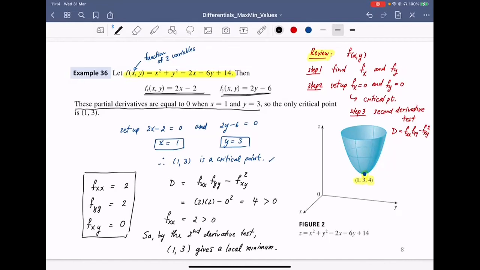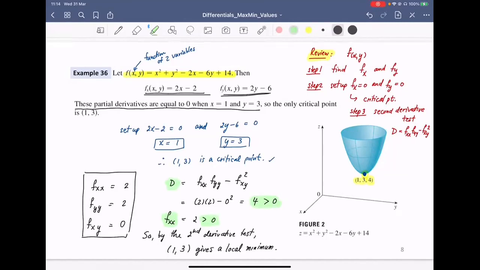So the point 0.13 here is going to give you a minimum, because by the second derivative test, you already showed that D here is greater than 0 and f double prime xx here is greater than 0. So that is how you make a conclusion.